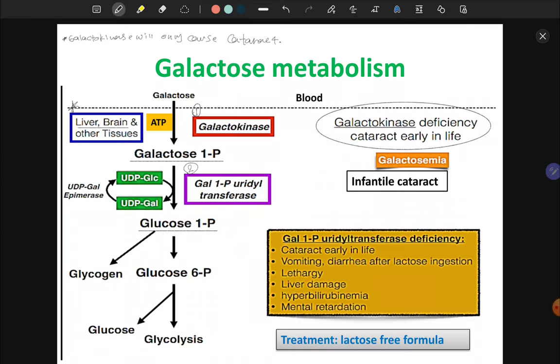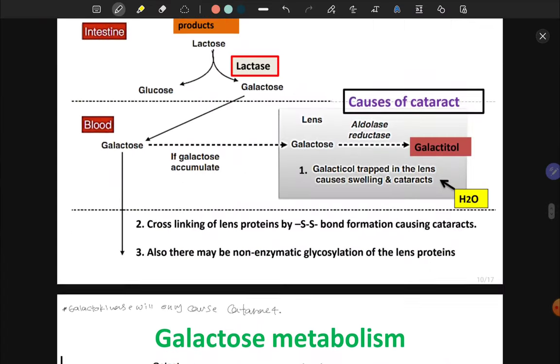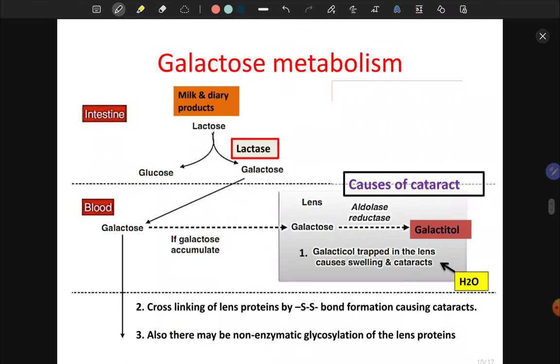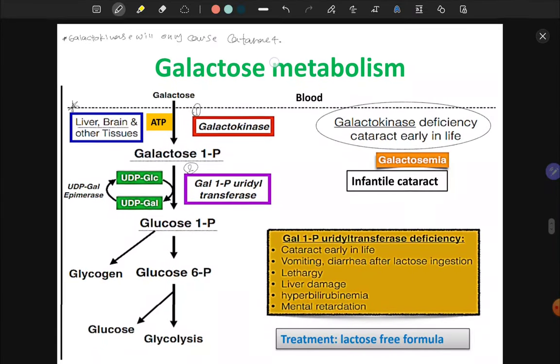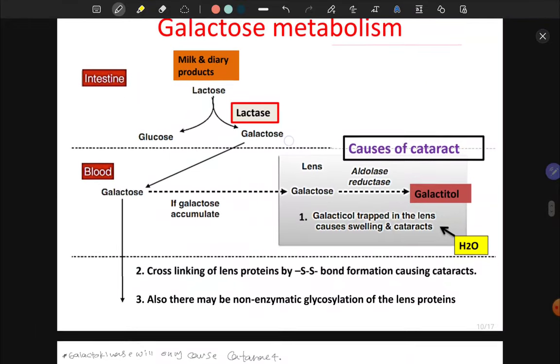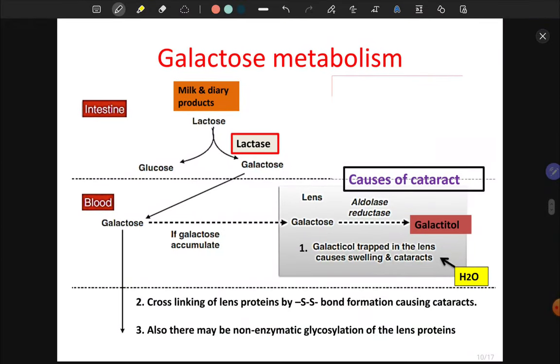Okay. Now we'll go back to the upper part, why the cataract happens, by chemistry. It happens in early life, infantile. If we have a galactokinase deficiency, galactose accumulates in the circulation.